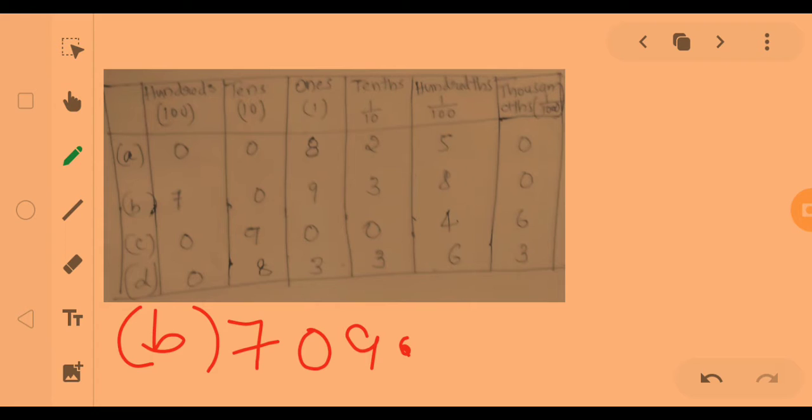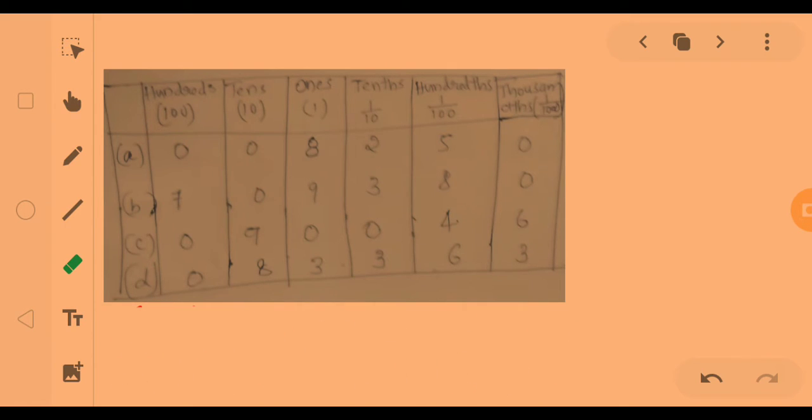So the tenths place digit for this number is 3. Then the hundredths place digit is 8. Then the thousandths place digit is 0. So we get the number 709.380.